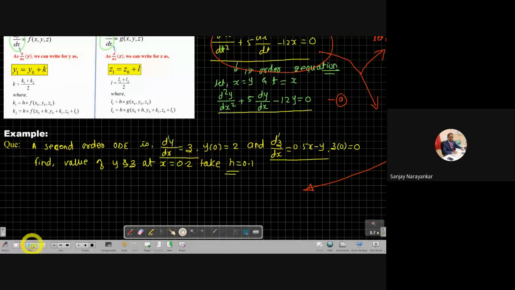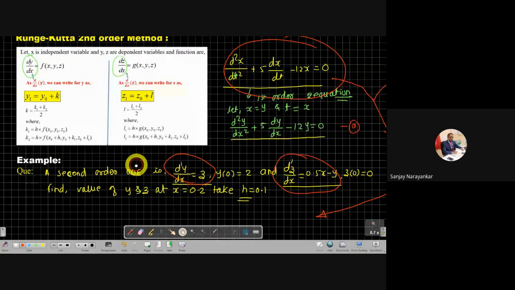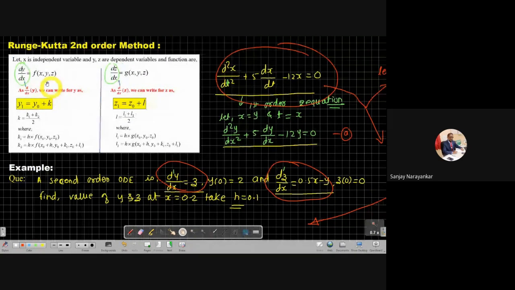Can you see that? We got this equation and this equation. So let's write first. Okay, before that, let me explain how to apply Runge-Kutta second order. See, we will have two equations basically for dy by dx and dz by dx.